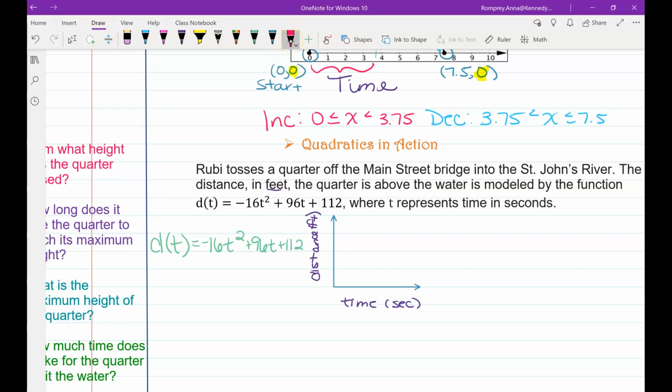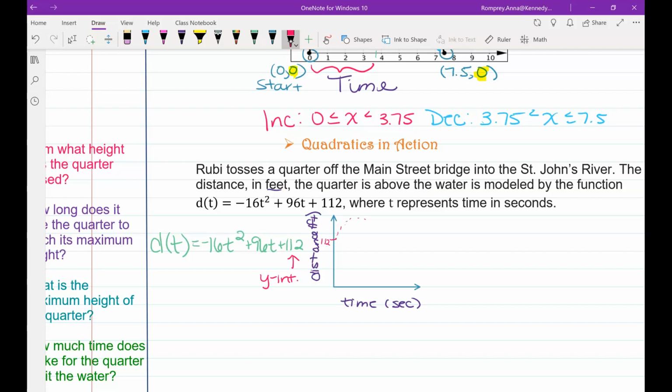Now, when I first introduced quadratics, I told you there were a couple things that we could learn just from looking at it in standard form. Okay? Now, c is always the y-intercept. So in linear, it was y equals mx plus b, that constant term at the end. Well, quadratics, same thing. It's that constant term at the end, c. So we are tossing the quarter from 112 feet up.